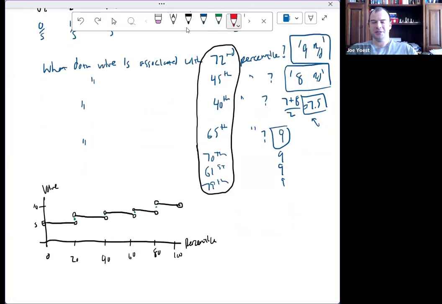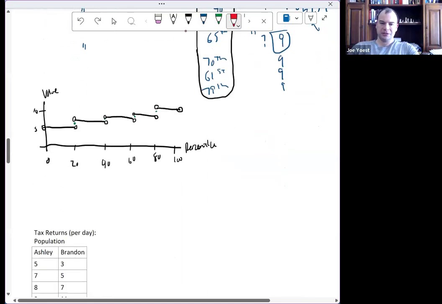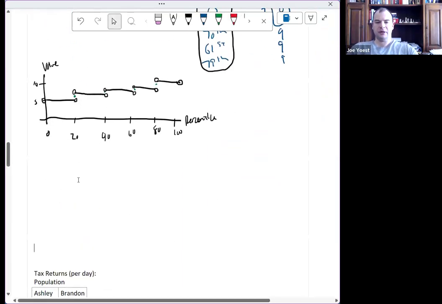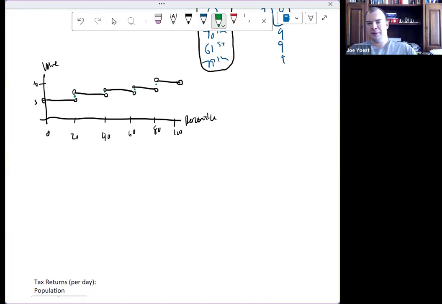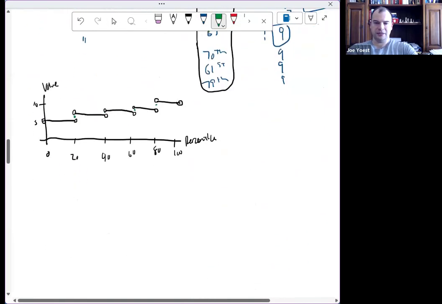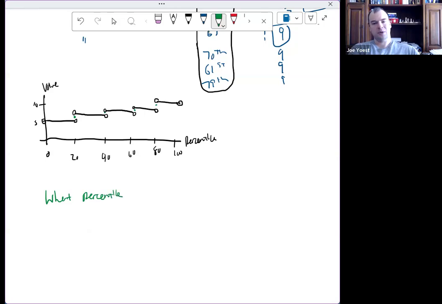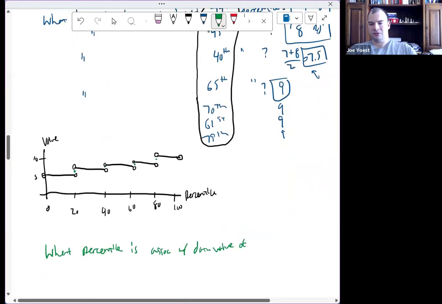Now we might want to ask the question in reverse. We might want to ask an inverse question. Maybe I'll draw this in green. I might ask a question like, what percentile is associated with a certain data value, maybe a data value of, let's pick 8, for instance, of 8 returns per day.